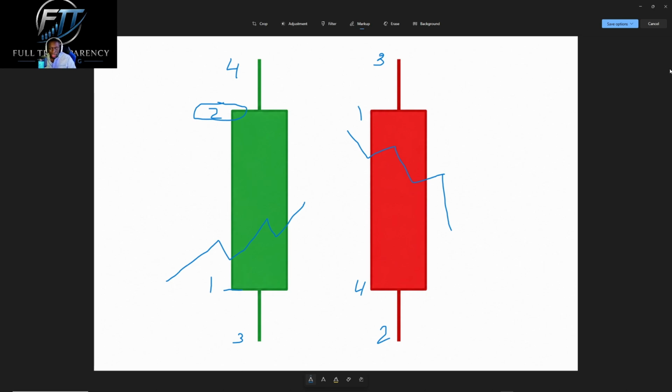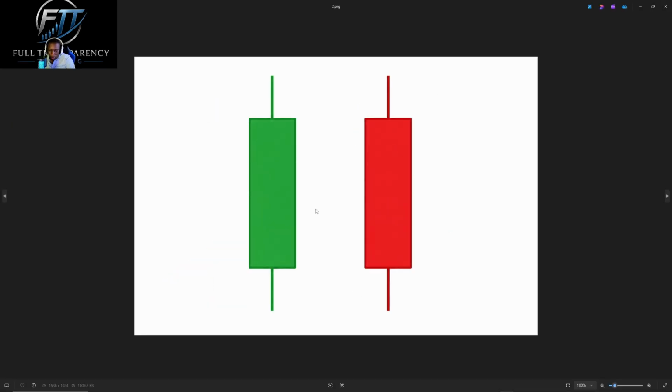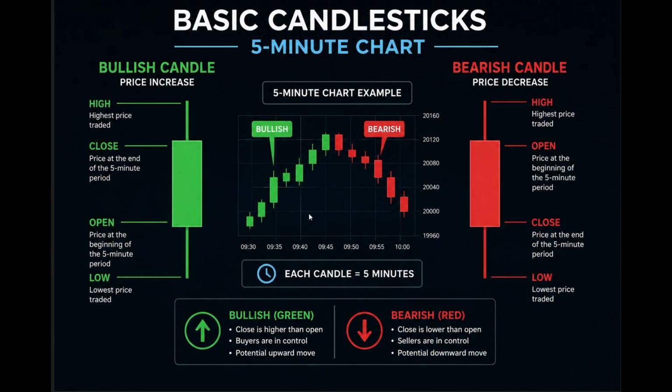Let's go on to the next slide. Let's cancel this out. And this is going to be the full explanation. Just as I was giving you the example of there, this is a better full explanation of the candle.